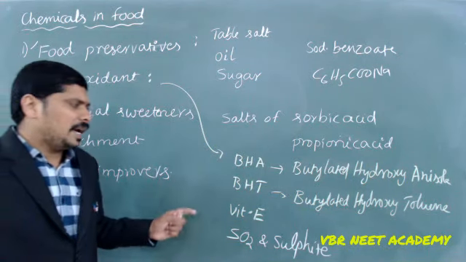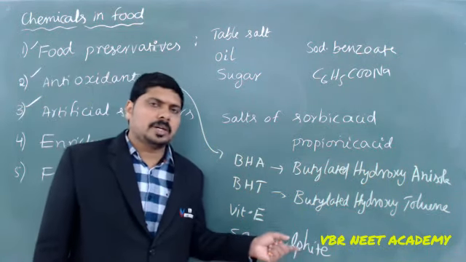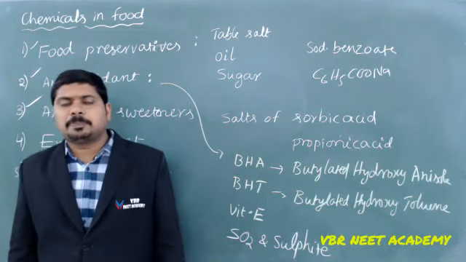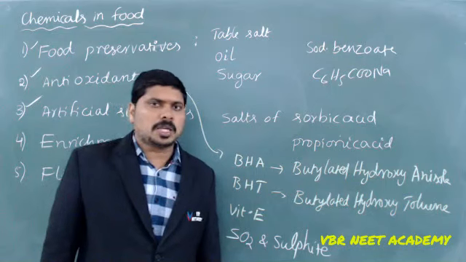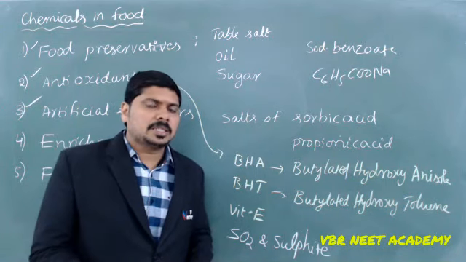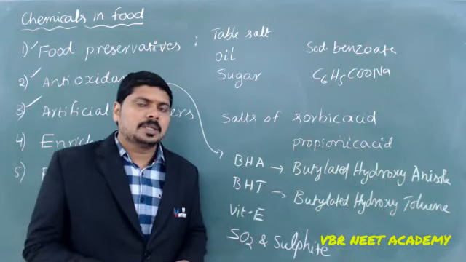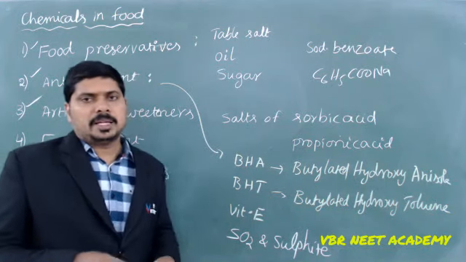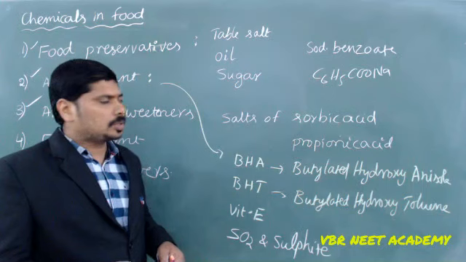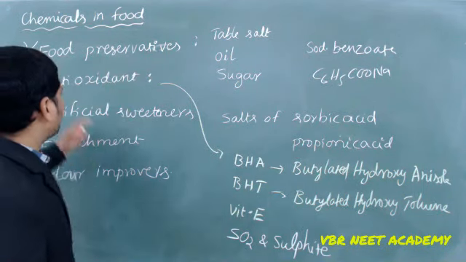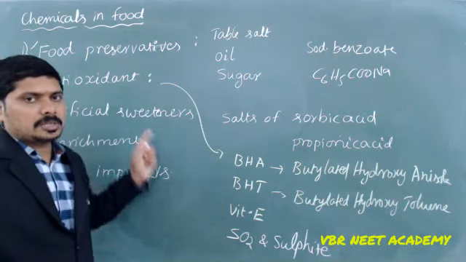Understand? And natural sugar syrup is also used, as we already said. You can prevent oxidation of cut and peeled vegetables or fruits by using sugar syrup, so that they are preserved for a longer time. So that is about the antioxidants we have.